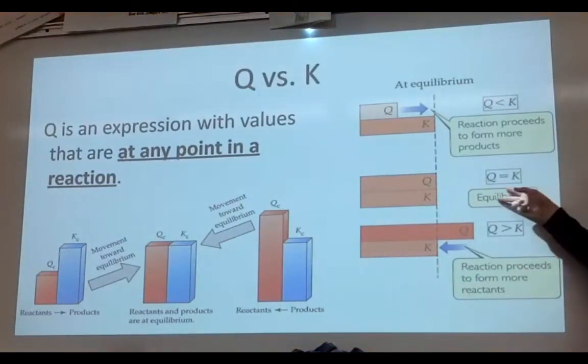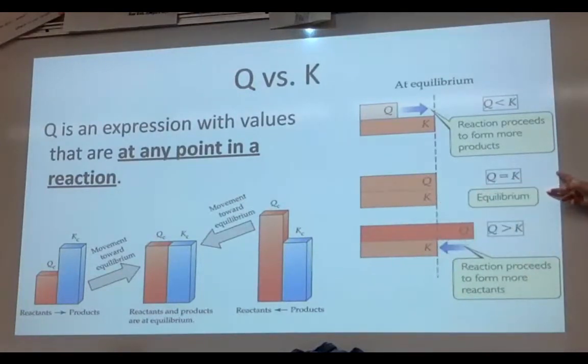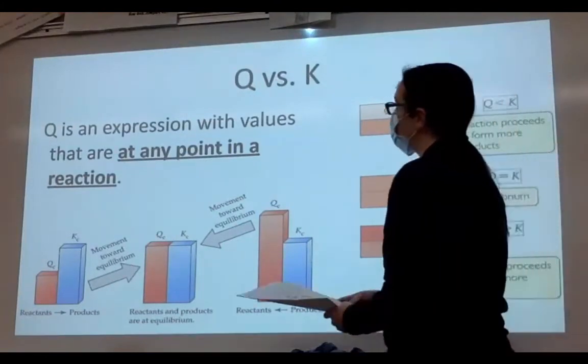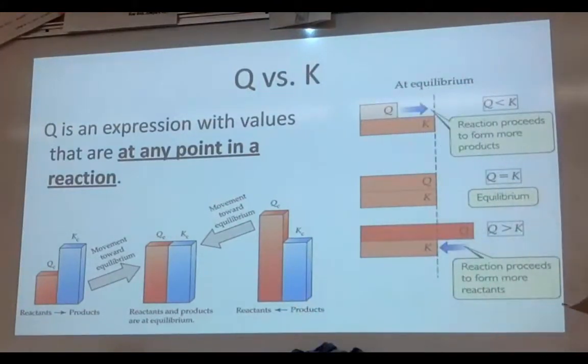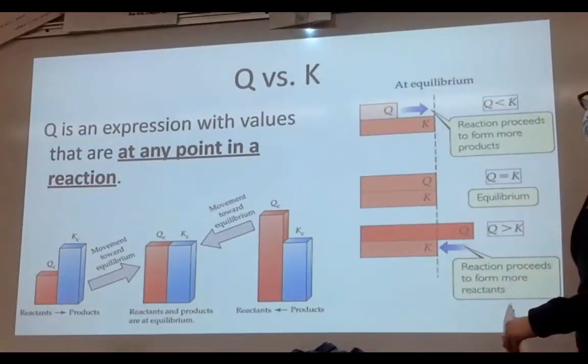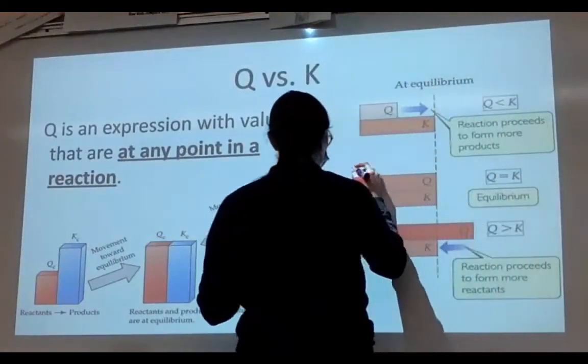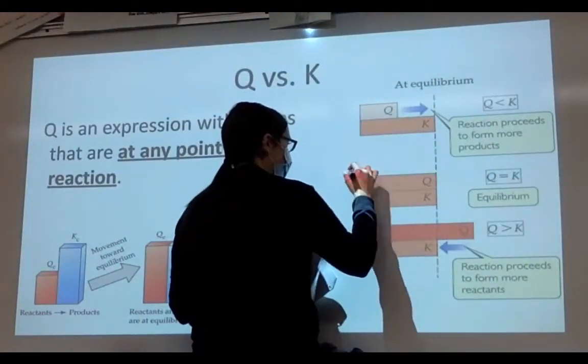It's at equilibrium when Q equals K. If Q is not equal to K, the reaction has to proceed in a certain direction to get Q equal to K. So Q tells us if a reaction is really at equilibrium, but it's looking at the current conditions. So nature wants Q versus K.